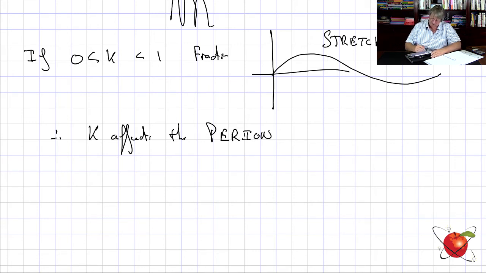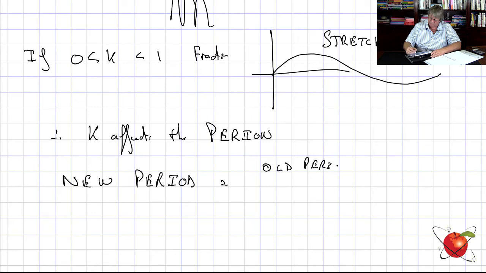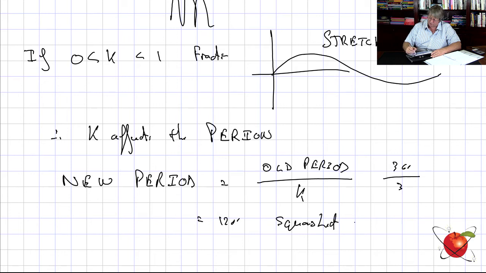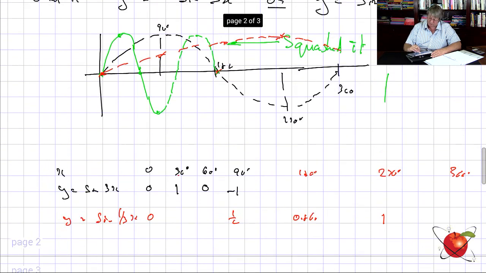Okay, so all you have to remember is the new period is equal to the old period divided by K. So if it was the normal 360 and K is 3, the new period is 120 degrees. Therefore, we have squashed it up because that means it repeats every 120 degrees.